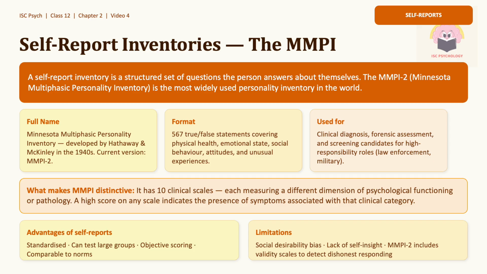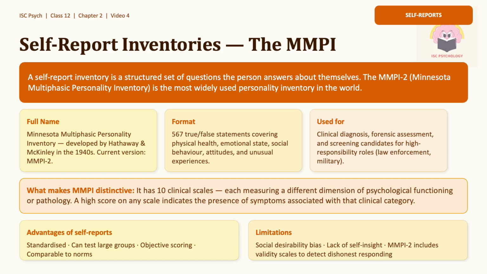The first category of personality assessment is self-report inventories, also called questionnaires. A self-report inventory is a structured set of questions or statements to which the person responds about themselves. There are no right or wrong answers. The person reads each item and indicates their response. Typically, agree or disagree, true or false, or on a rating scale.